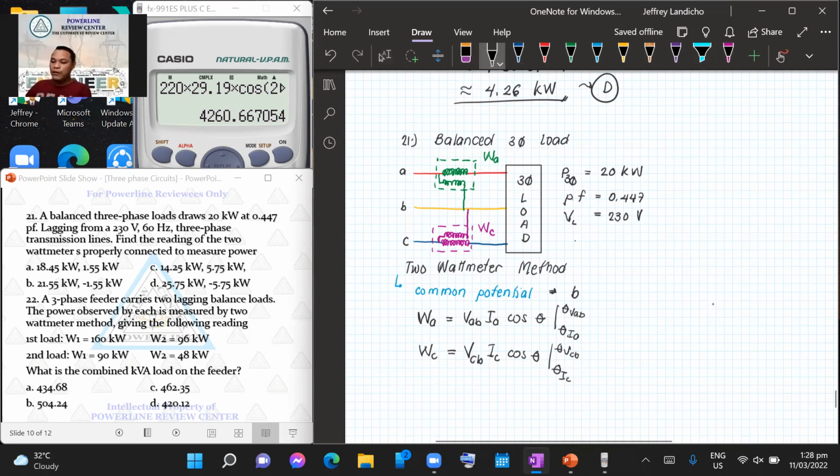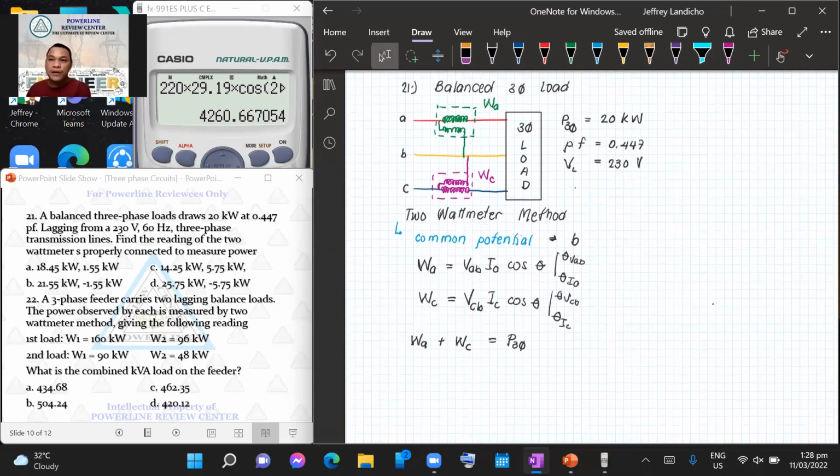Therefore, once you get these readings, remember that the sum of the two readings of our wattmeter A and wattmeter C is always equal to the total 3-phase power. That is always true for 2 wattmeters.